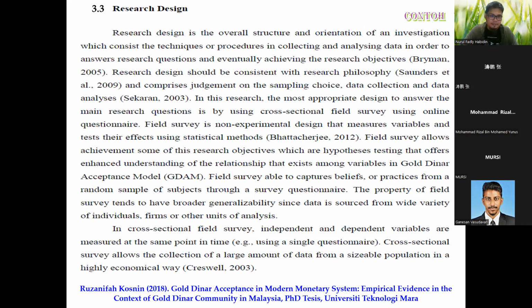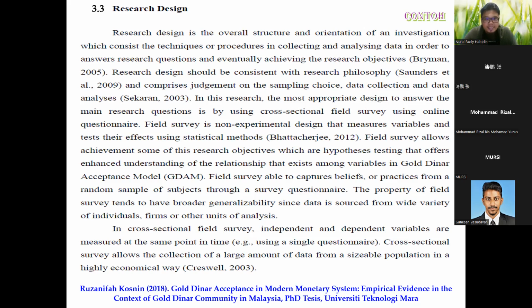Okay, that's why they make it the words in this research. The most appropriate design to answer the main research question is by using cross-sectional. If you still remember in our sixth layer of the Saunders research onion, cross-sectional is the second last one. We call that time horizon. In this research, they use a cross-sectional field survey using an online questionnaire.